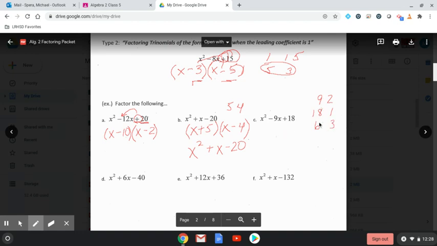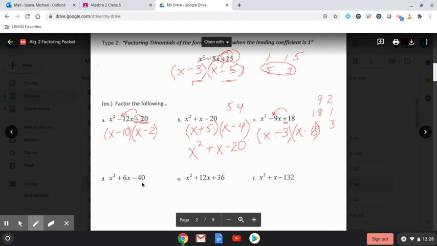There's only one set of those numbers that could somehow give us a negative 9, right? Because 9 and 2 is not going to do it. 9 and 2 would give me 11, or it could give me 7, right? But 6 and 3, when they're both negative, will combine to negative 9. And again, when the last sign's positive, both of our factors will take the sign of this term.